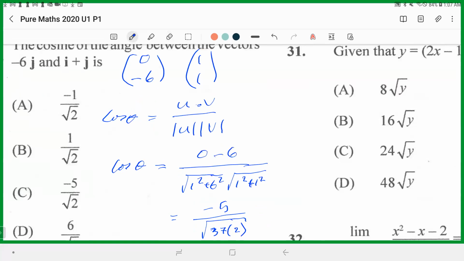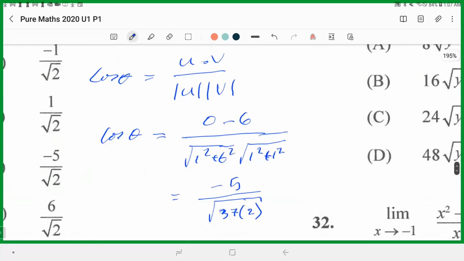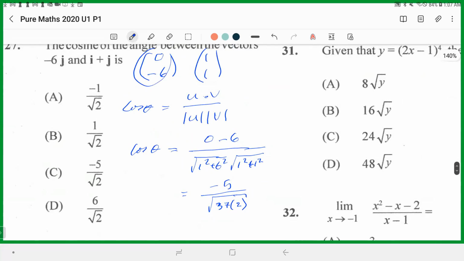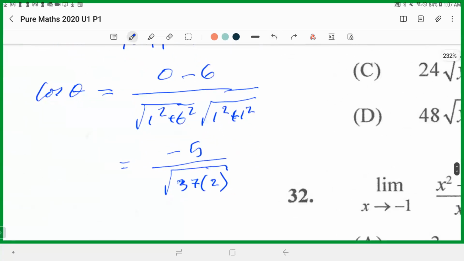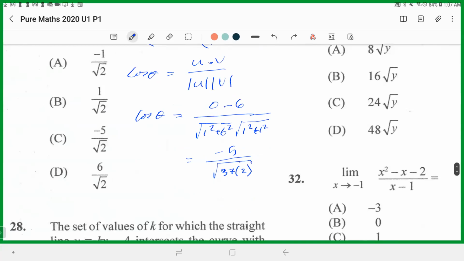0 minus 6. And this right here says a 0. Instead of 1, you have a 0. Instead of 1, 6, you have a 0. So this modulus is just 6. The vector is (0, -6), and the modulus is just 6. I don't have to do any calculation here. This is just 6.